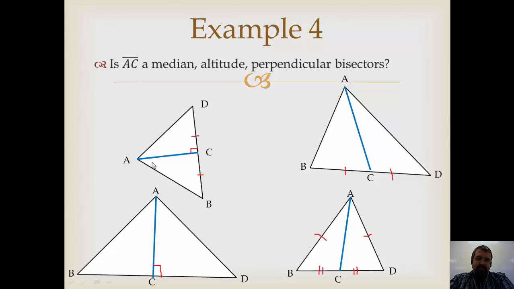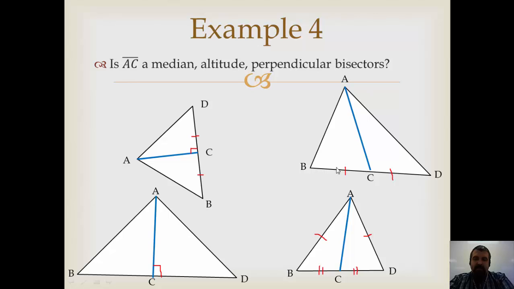Let's look at this one. Well, it goes from the vertex to this midpoint. It cuts it in half. So this is for sure a median. It is also for sure an altitude. It goes from a vertex and it's at a right angle to the opposite side. And if it's a median and it's an altitude, it is automatically a perpendicular bisector, because a median and altitude combine to make a perpendicular bisector. It's a right angle and it goes to the midpoint.